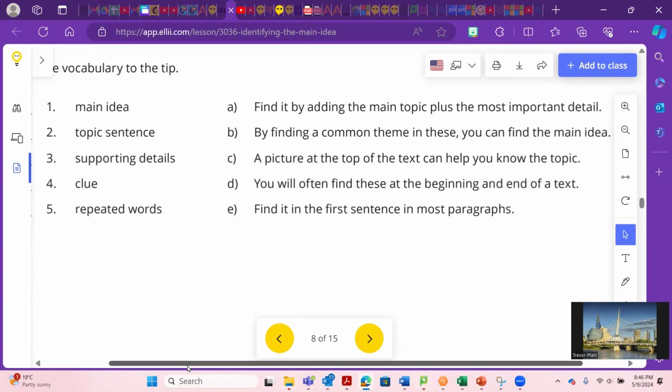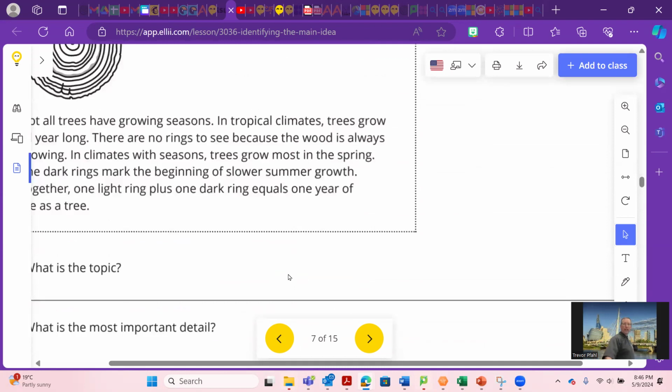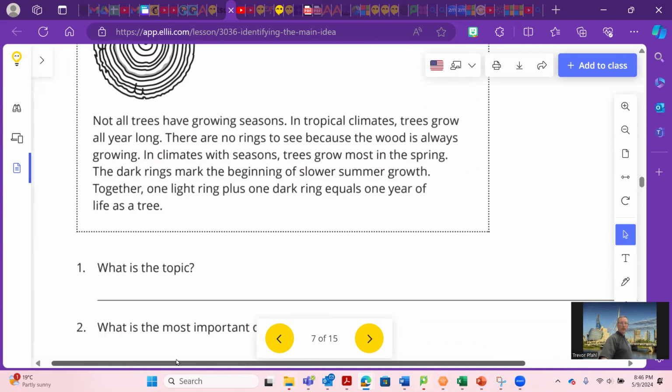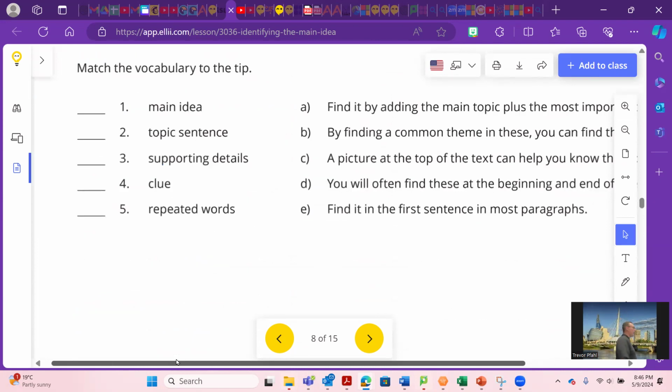Okay, so I think B is the best choice here. Finding a common theme, you find the main idea. Because if you look at the paragraph we just looked at with the trees, it talks in several places about growing and about the rings. Trees grow, there's no rings, they grow, the dark rings, the light ring. So there's different details that help me identify the theme. So 3 should be B. Number 4 is C.